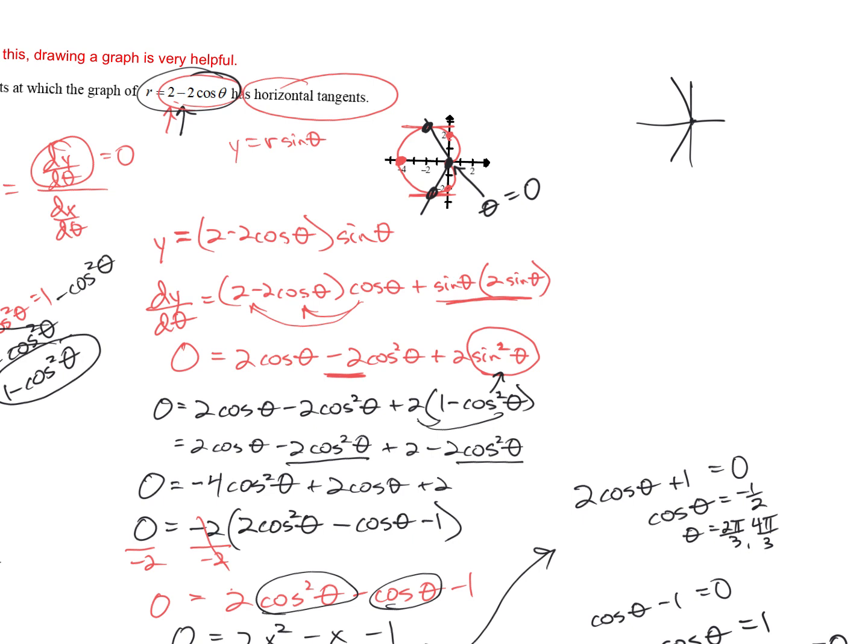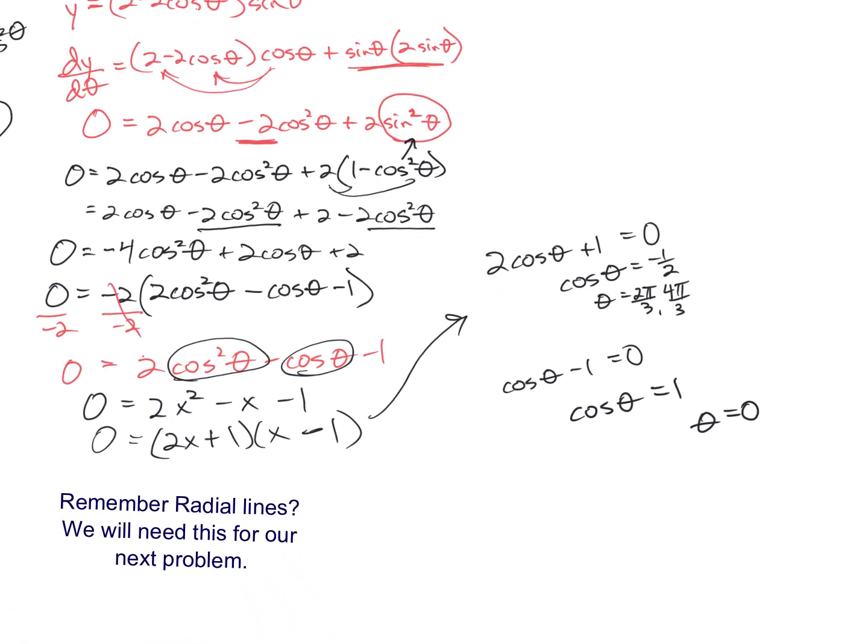Can you have a tangent line at a sharp point? No, there's an infinite number of tangent lines at that sharp point. So even though we got an answer, this is where drawing the graph is really, really helpful, because you need to know that this was not really an answer. So the only values are where theta equals 2 pi thirds and 4 pi thirds.